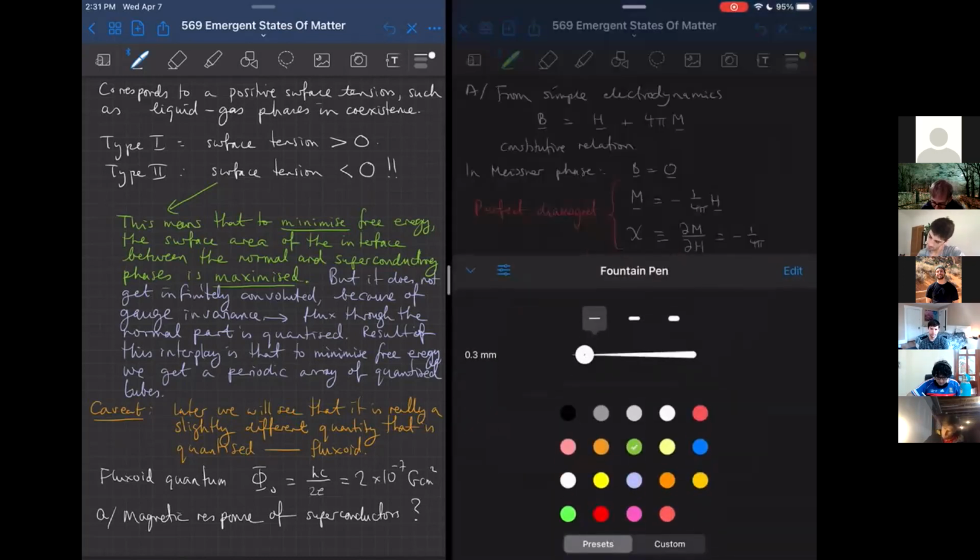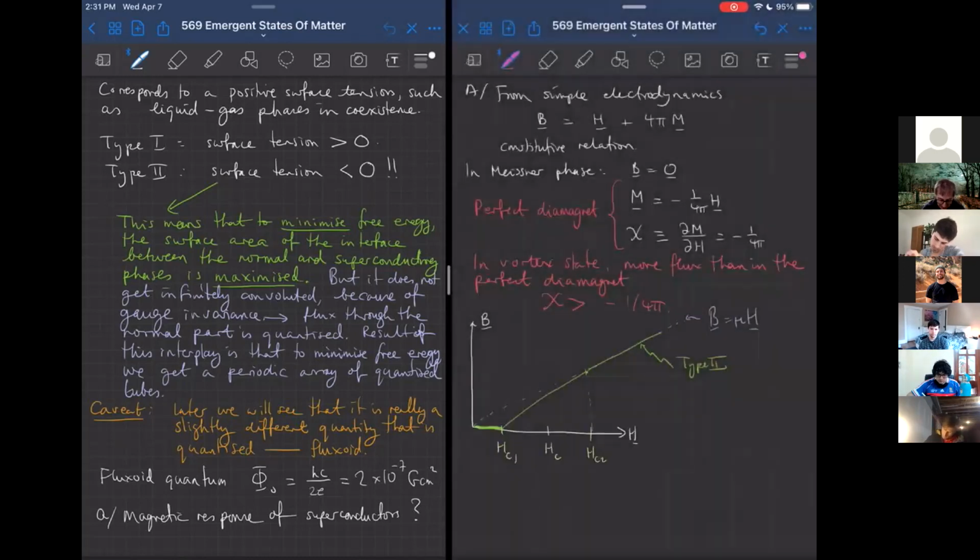Now let's draw what happens in a type 1. So in type 1, we simply have the Meissner phase up to the thermodynamic critical field, and then it jumps up beyond that to the behavior that you would get for a normal system. And so this purple line is what you would get for type 1. So that's the magnetic response curve.